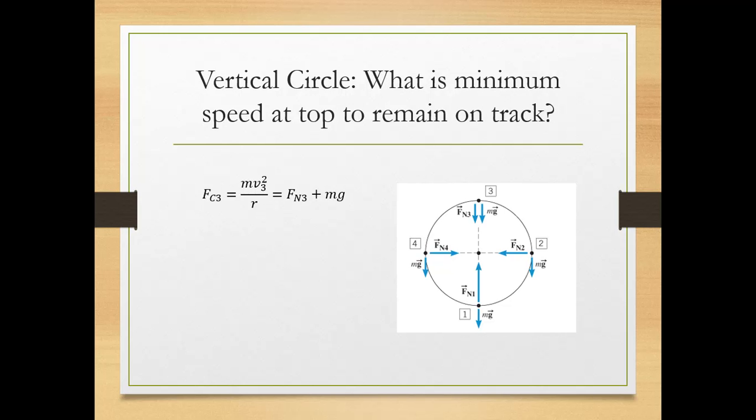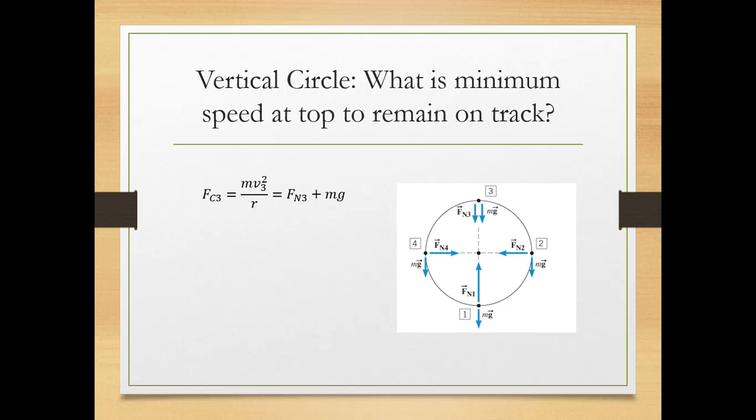Now, there's one cool question we can ask. What is the minimum speed at the top of the track to remain on the track? If we did conservation of energy, starting at the bottom of the track, and wanted to figure out what I need to get to the top of the track, you might say, well, that's obvious. If I have a speed of 0, I could reach the height of the top of the track. That's fine. But no, it's not.